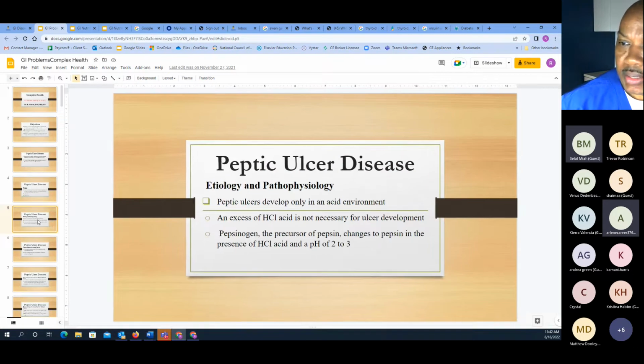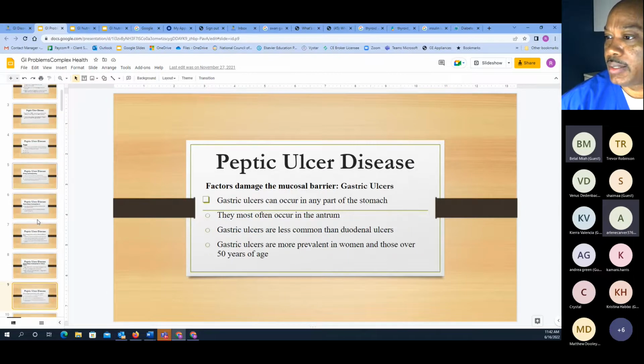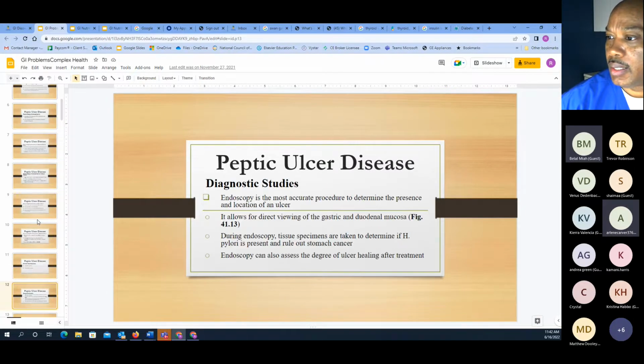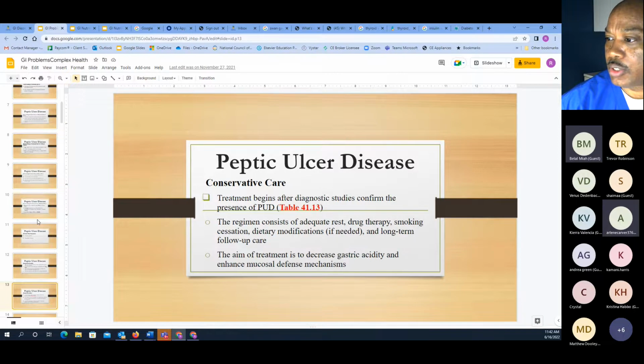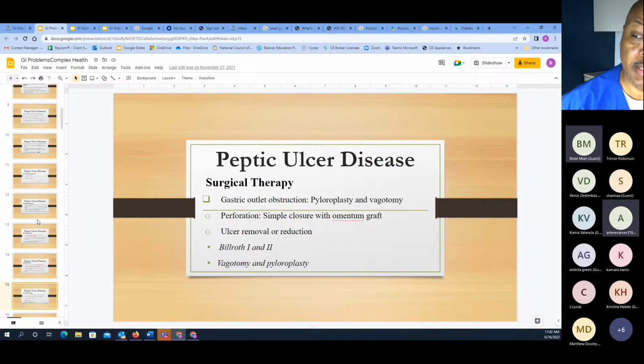So let's see, that's that. It's all peptic ulcer there. Let's see, conservative treatment. So make sure you guys are reading these PowerPoints. If you want to just refer to this instead of the book, that's fine. I would just study this because guess what? This is the book.